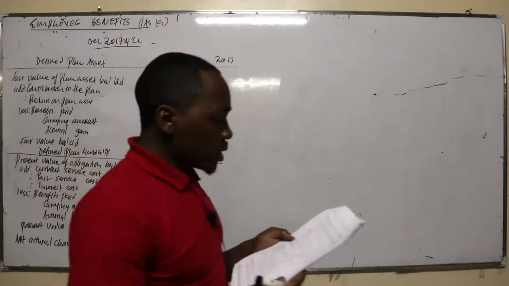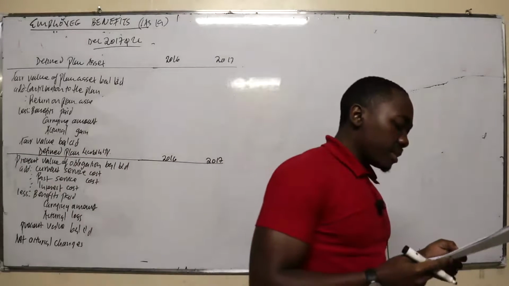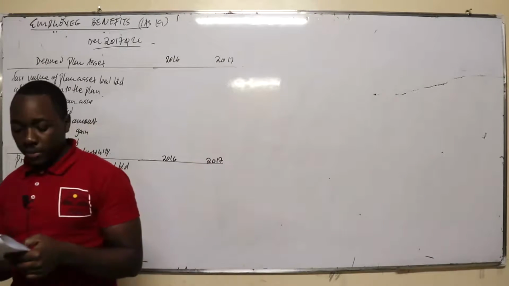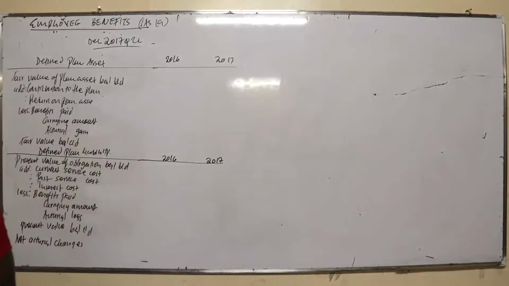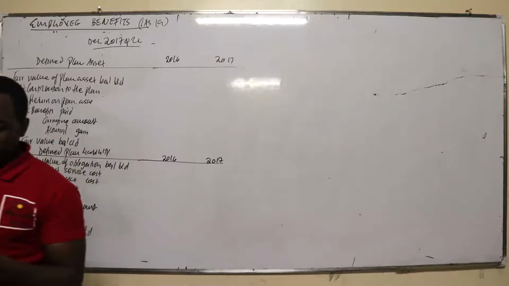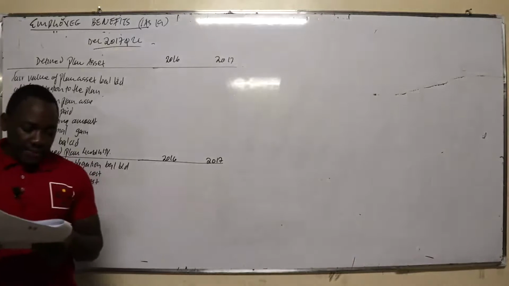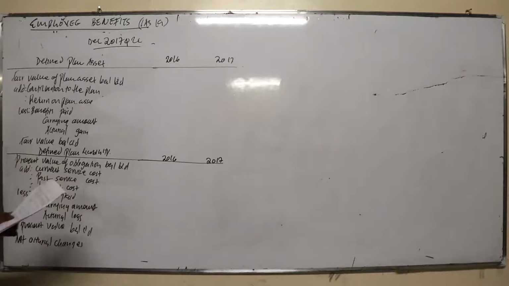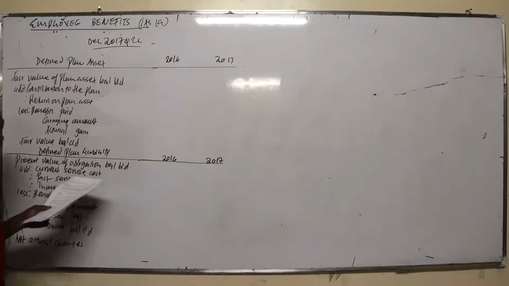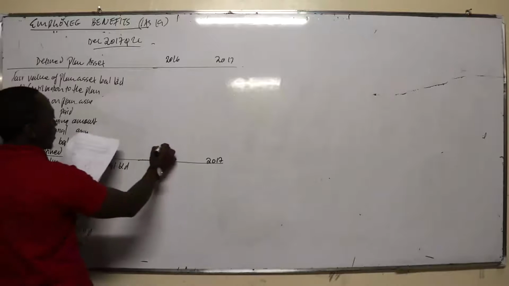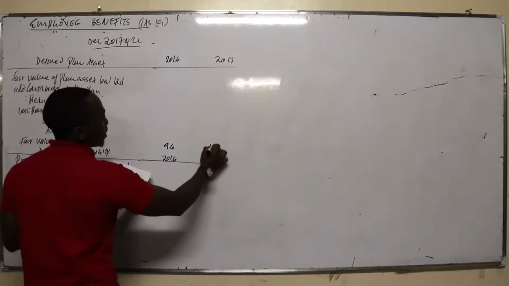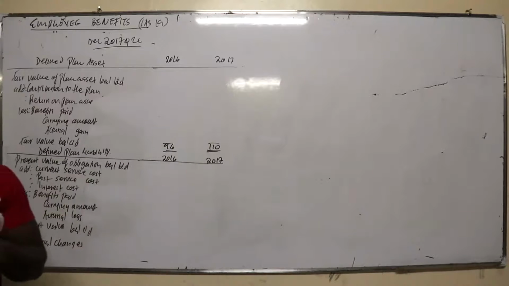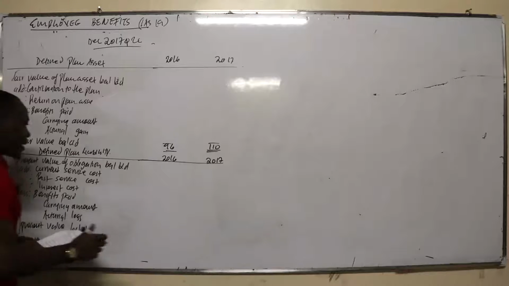The following information was extracted from the books of Comfort Retirement Benefit Scheme for the year ended 1st October 2016 and 1st October 2017. The discount rate on 1st November, you were given that. Expected rate of return on plan asset, average remaining service. The fair value of plan asset on 1st November. Those are the balances carried down: you have amounts of 96 and 110. Present value of plan obligation, that's the liability. Those are the balances carried down.